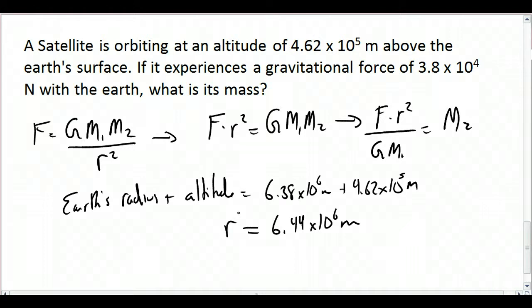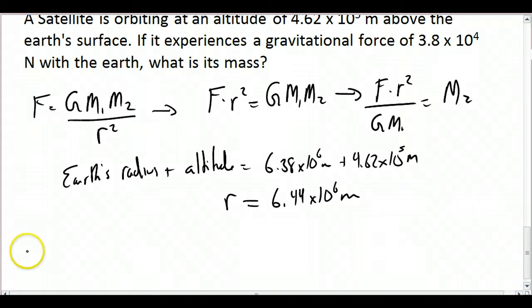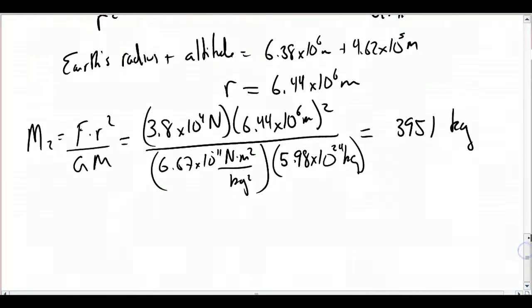The G we know, the m1 is going to be the mass of the Earth, and the force is the 3.8 times 10 to the 4th newtons that I gave you in the problem. So now we're going to solve the problem. So we're going to rewrite it like this: m2 equals F times r squared over G m1. Now you plug that into your calculator and see if you get the same answer I do. Okay, so I got 3,951 kilograms. That's 4 sig figs. I need to have it to 3. So I'm going to rewrite that as 3.95 times 10 to the 3rd kilograms.